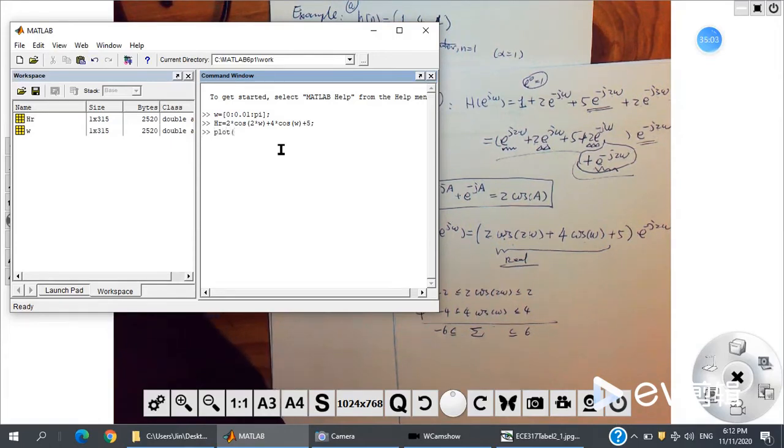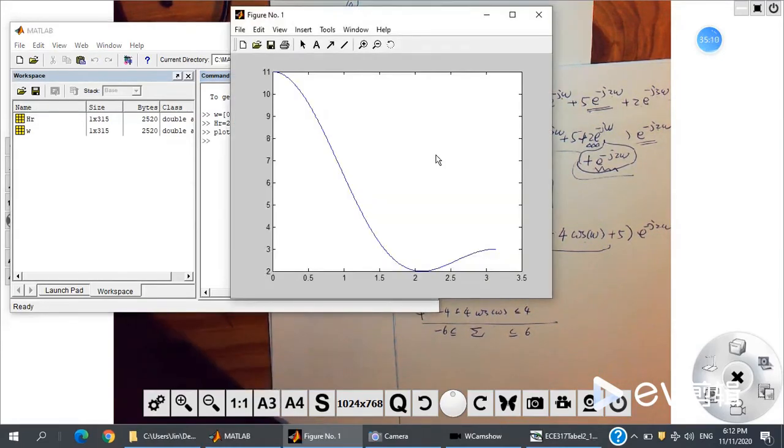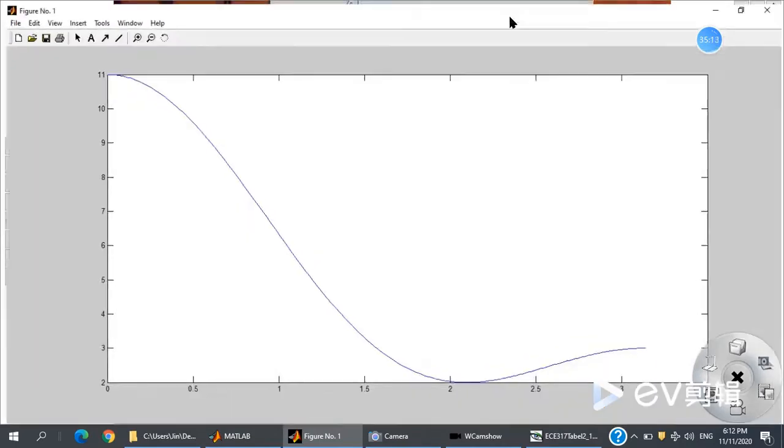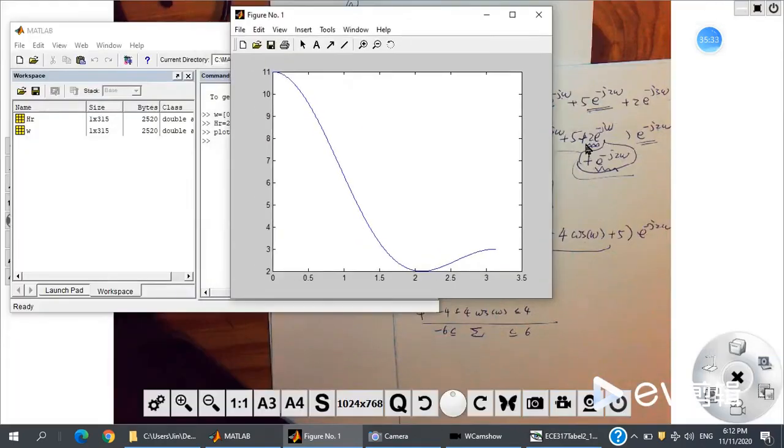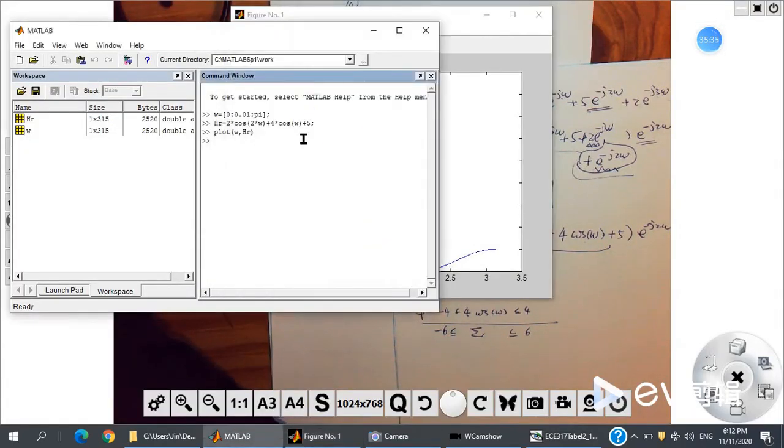Alright, this is HR. Then let's plot it. You can see W and HR, how it looks. Oh, it looks like this. This is when omega runs from 0 to pi. Then the curve looks like this. It is always positive or maybe 0. So this is also good. You can have just 1 point at 0. Alright, but maybe it's negative. We can see the minimum of HR is what?